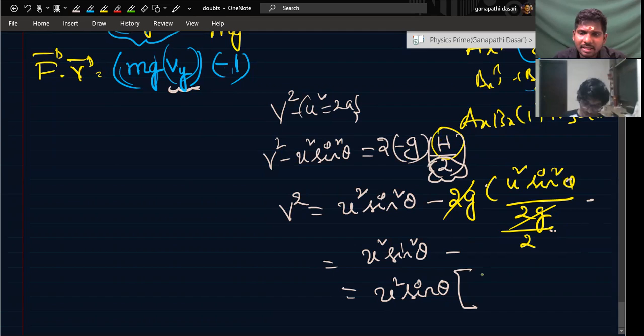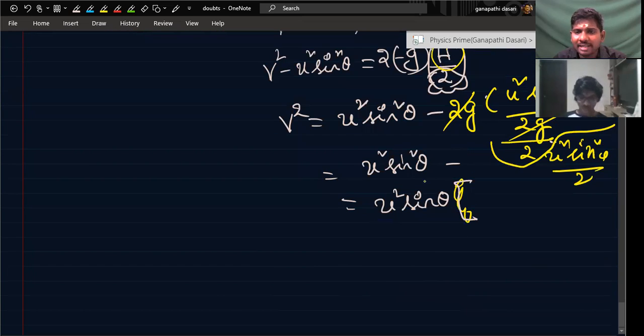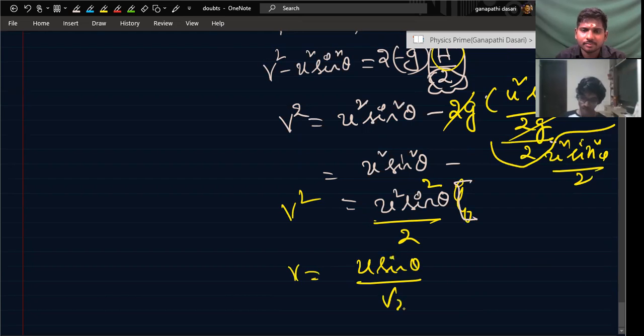The answer will be u square sine square theta minus u square sine square theta by 2, which is u square sine square theta into 1 minus half. Then v square is equal to u square sine square theta by 2. That means v will be u sine theta by root 2, right?